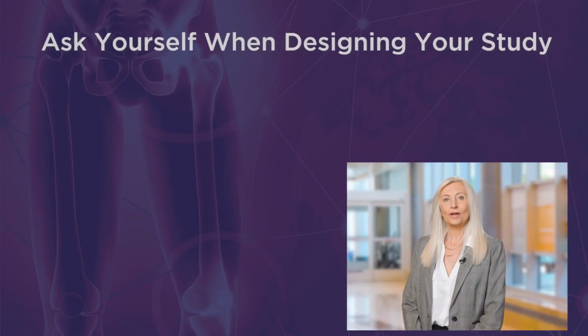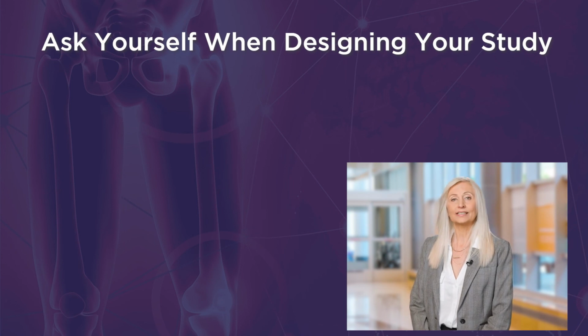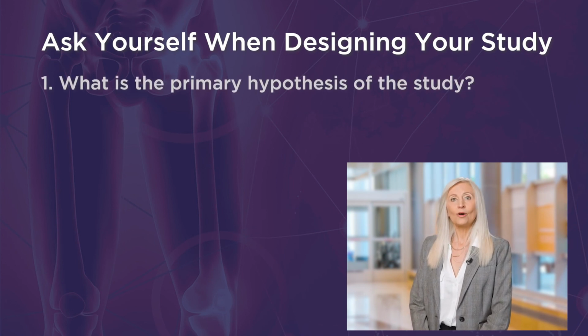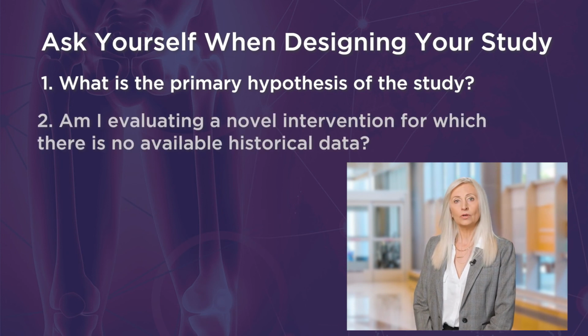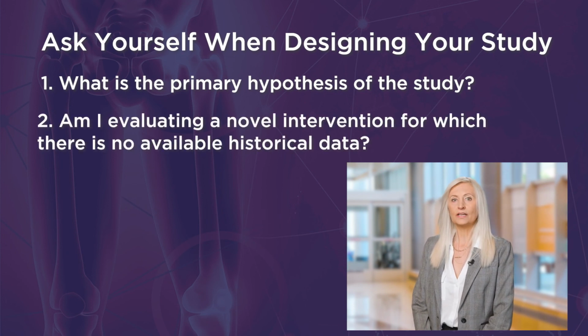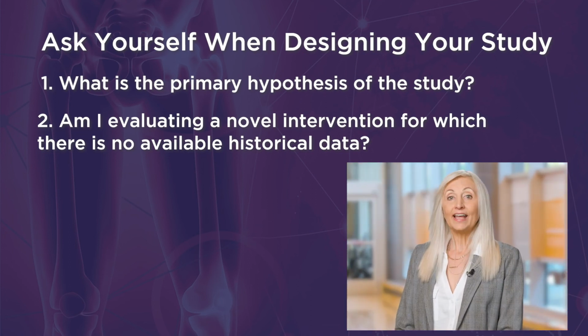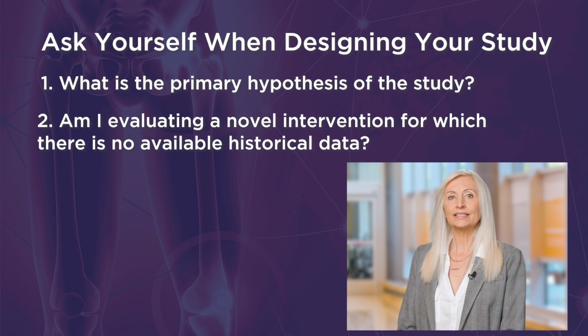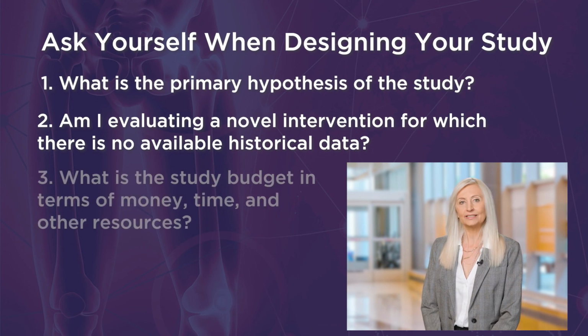We conclude with some questions orthopedic researchers should ask to decide on the appropriate study design. 1. What is the primary hypothesis of the study? Defining the primary purpose of the study will guide plausible study designs. 2. Am I evaluating a novel intervention for which there is no available historical data? If that's the case, an experimental design might be the right way to go, or wait a couple of years until more observational data accumulates.